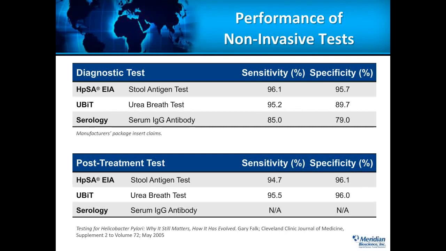Now, looking at all three non-invasive tests, the sensitivity and specificity for the H. pylori stool antigen test is high, exceeding 95%. The urea breath test also has a high sensitivity and a good specificity. Serology has lower sensitivity and specificity, but as we mentioned, the very telling weakness of serology is its low positive predictive value and its high rate of false positive results. Now, after treatment has been offered for H. pylori, the stool antigen test remains highly sensitive, as does the urea breath test. Serologic testing has no role in this situation. Serology testing should not be performed to confirm eradication.